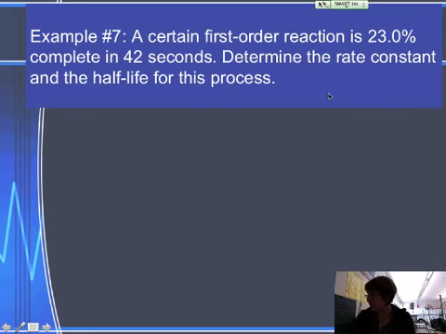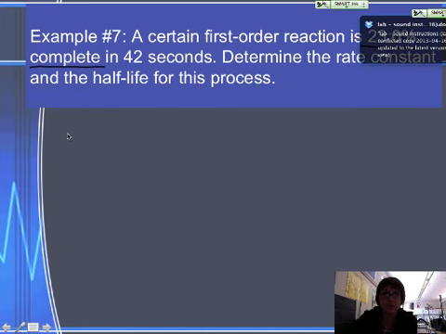We have one more example, I believe, or two more examples. A certain first order reaction is 23% complete in 42 seconds. Determine the rate constant and half-life for this process.